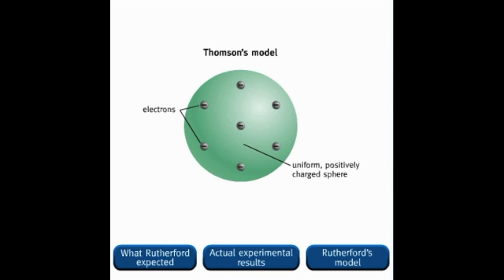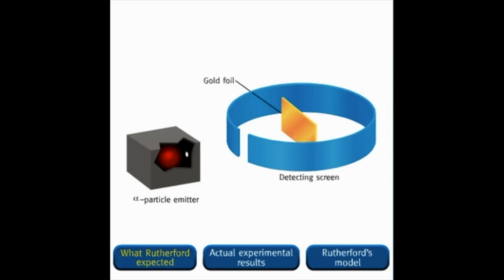Click on what Rutherford expected to observe, the results Rutherford expected based on Thomson's model of the atom. Based on Thomson's model, Rutherford expected that the positively charged alpha particles should pass through the uniform sphere of positively charged matter with little or no deflection. Click on actual experimental results to see what actually happens.